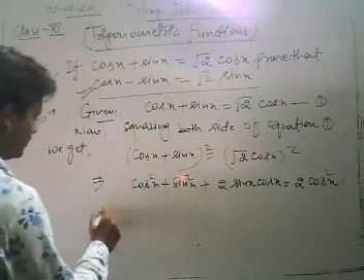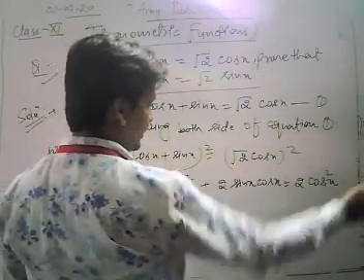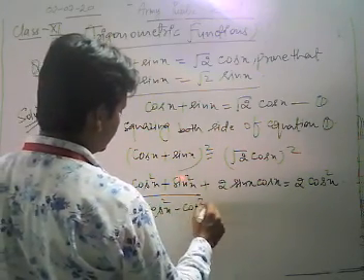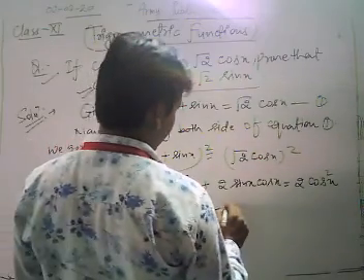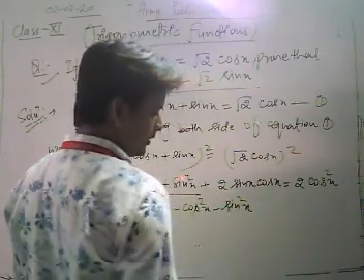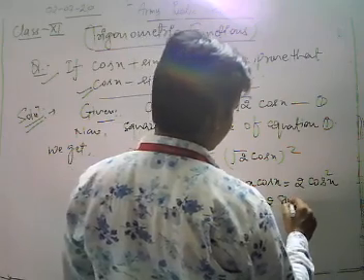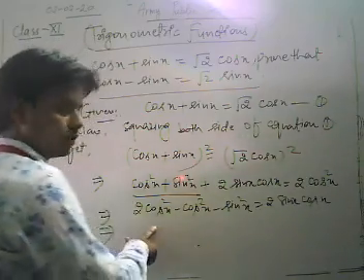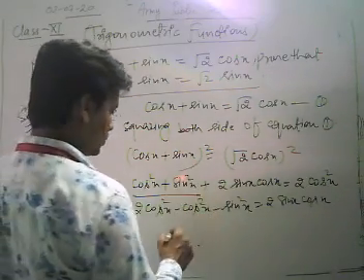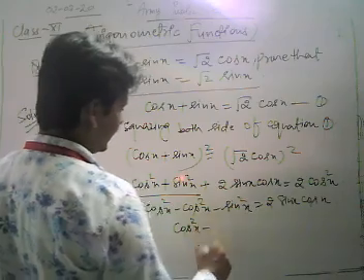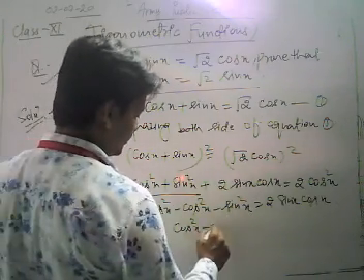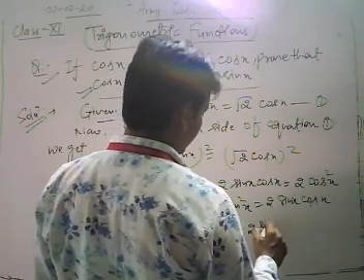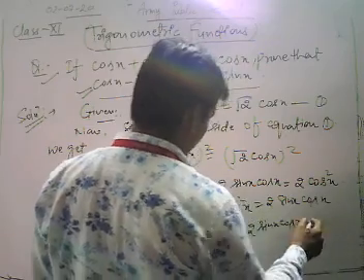Now let's see, we transfer that value to the other side, then we get 2 cos square x minus cos square x minus sin square x is equal to 2 sin x into cos x. Now 2 cos square x minus cos square x is 1 cos square x, so cos square x minus sin square x is equal to 2 sin x cos x.